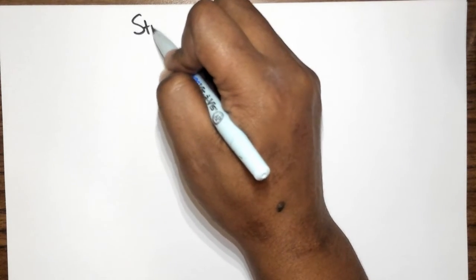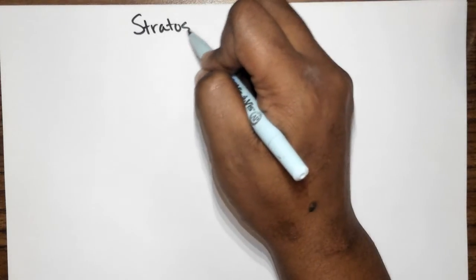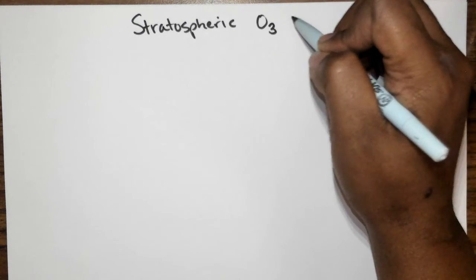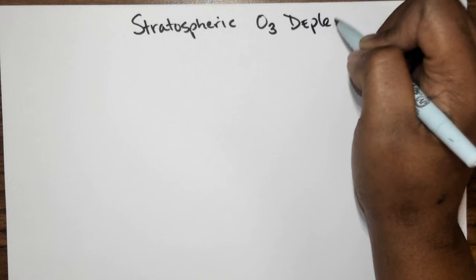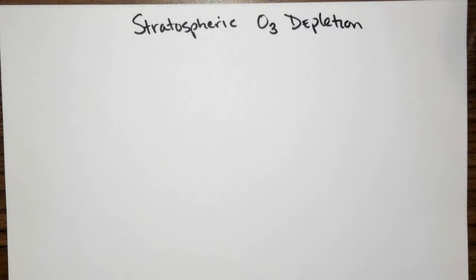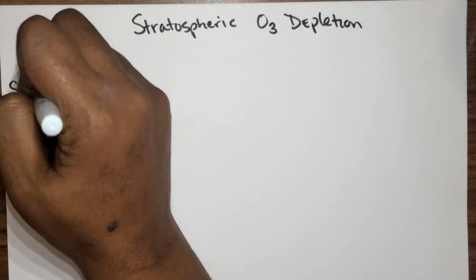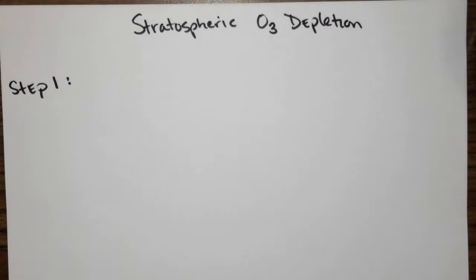So stratospheric ozone depletion. Alright, so of course this has to go in steps, right? Like we did before. So step 1. Step 1, I'm going to give you a chlorofluorocarbon that has 3 fluorides and 1 chloride, because that's easiest.